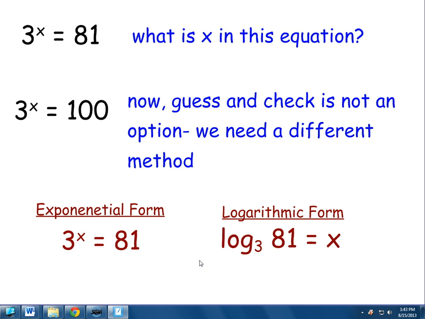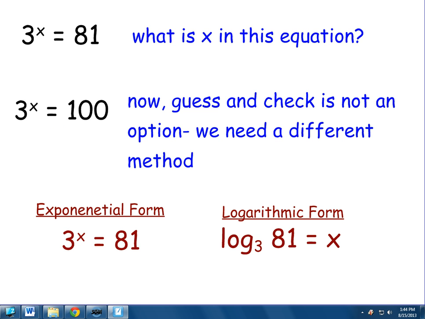And the method we came up with: they would guess and check for a long time and figure it out, but they found that a much quicker option is called the logarithmic form. The log is just a process, or kind of like a formula that you apply to a value. So when someone says 3 to the x equals 81, there's actually a mathematical operation we could do that says we take log base 3 of 81 equals x.